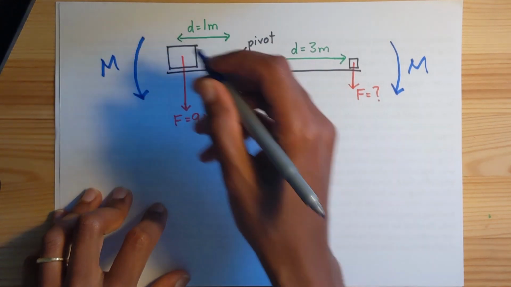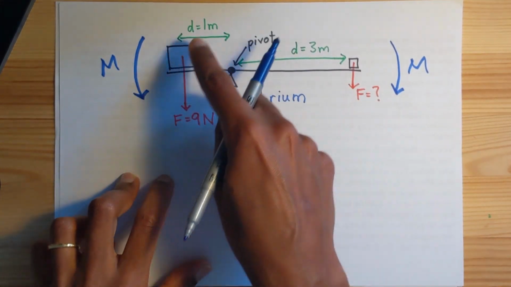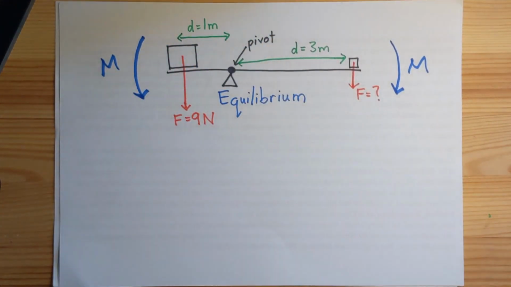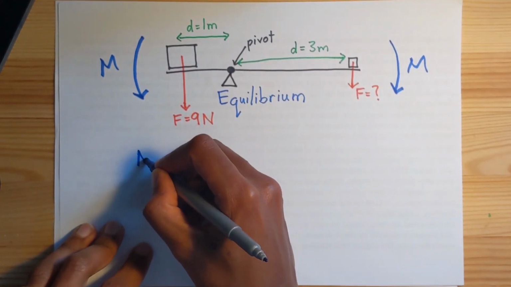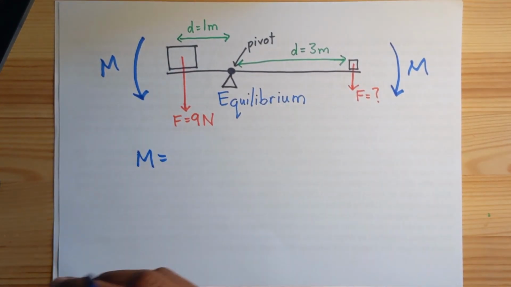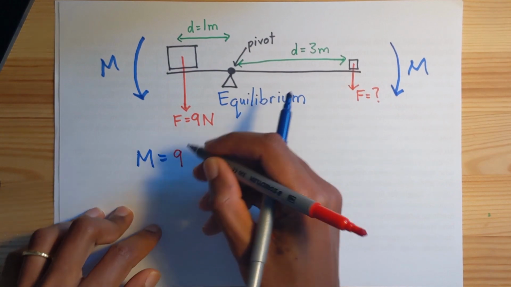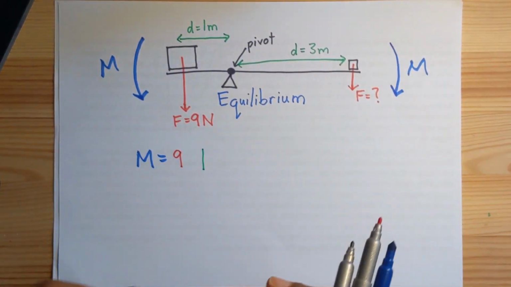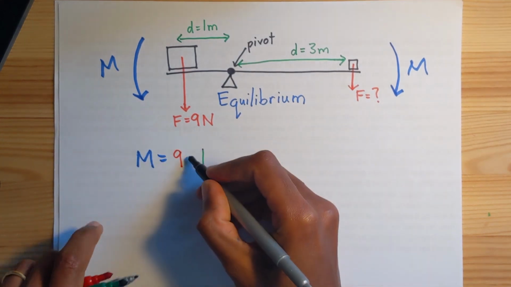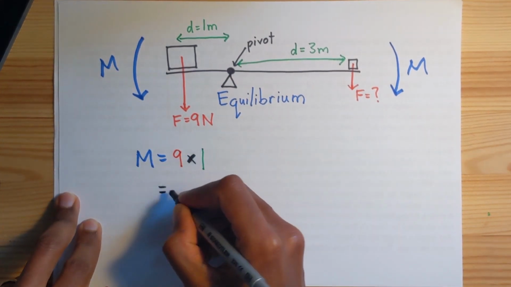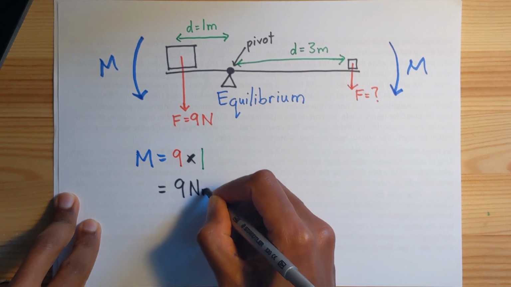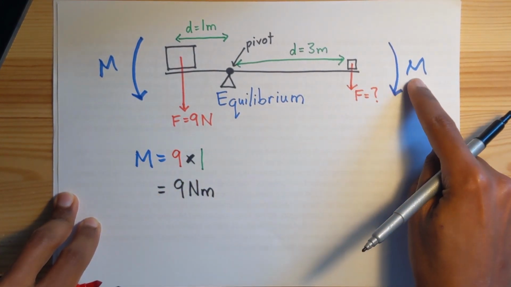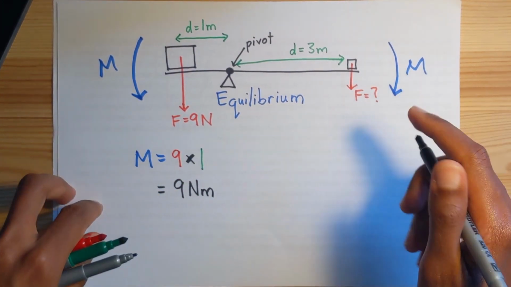We'd start just by working out the moment on the side with which we've got 2 values, and that would be M equals F, which is 9 newtons, multiplied by d, which is 1. So that's obviously going to give you a value for M of 9 Newton meters. That has to be equal to the moment on the clockwise side.